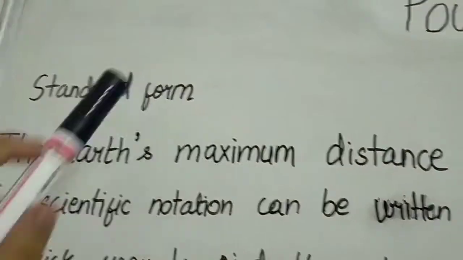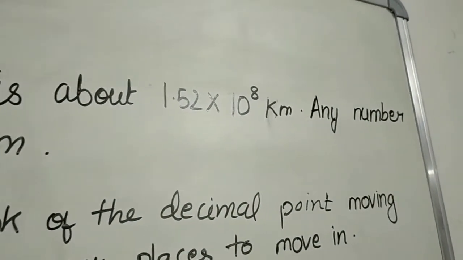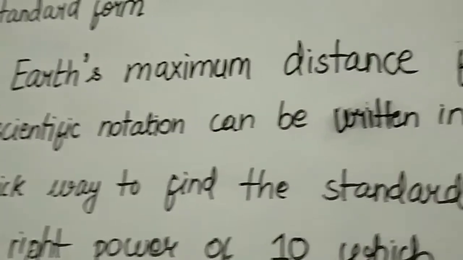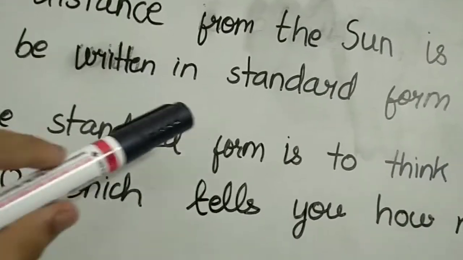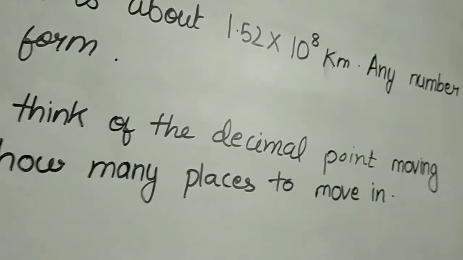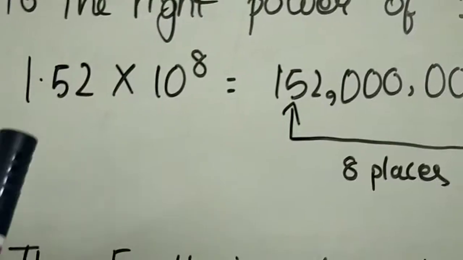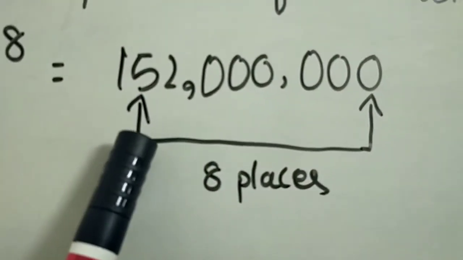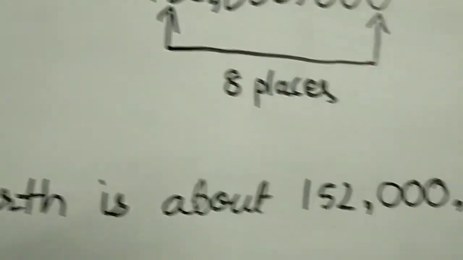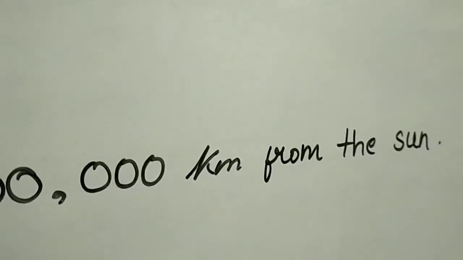To study about standard form. The Earth's maximum distance from the Sun is about 1.52 × 10^8 kilometers. Any number in scientific notation can be written in standard form. A quick way to find the standard form is to think of the decimal point moving to the right, with the power of 10 telling you how many places to move. 1.52 × 10^8 equals 152 million. So the Earth is about 152 million kilometers from the Sun.